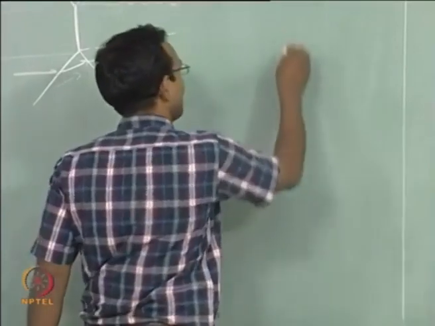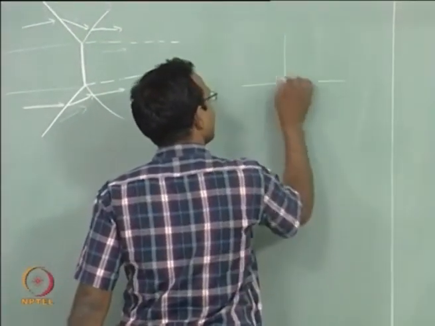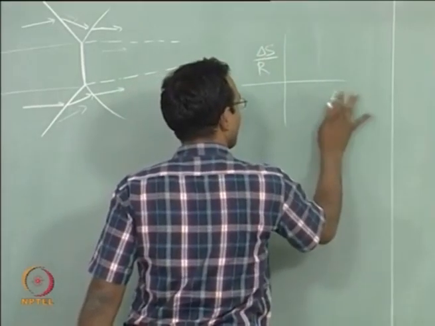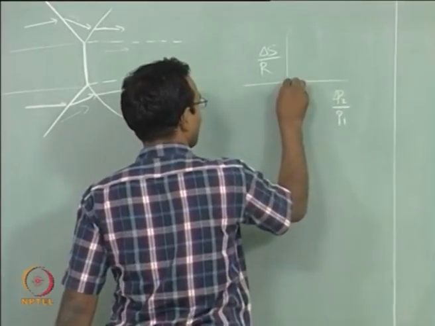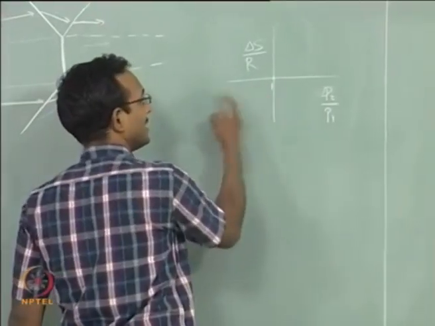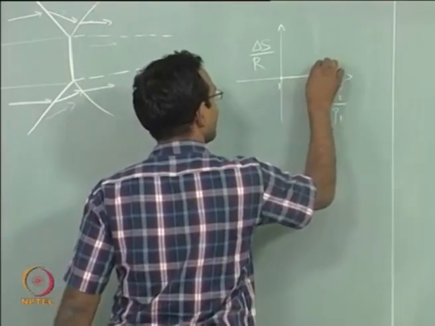I will just remind you of that case. Delta S by R versus P2 by P1, I think. If I have something like this, this is your 1, okay, and this is less than 1, this is more than 1. If I have this case, you had a curve that was like this.